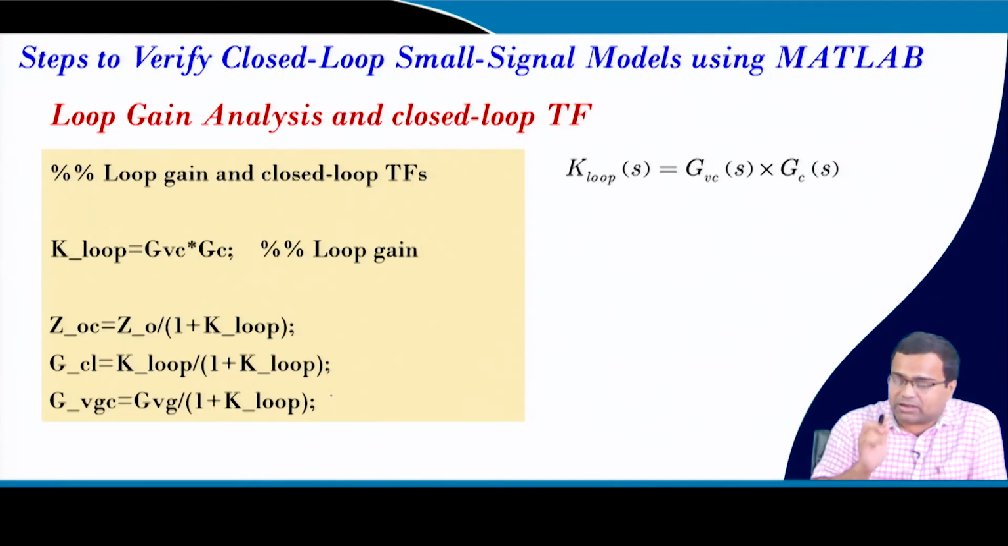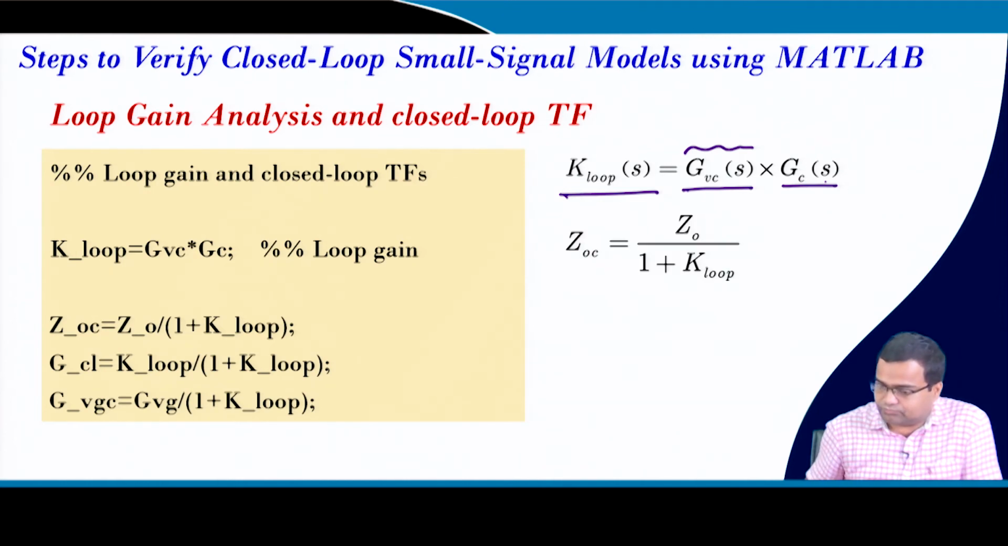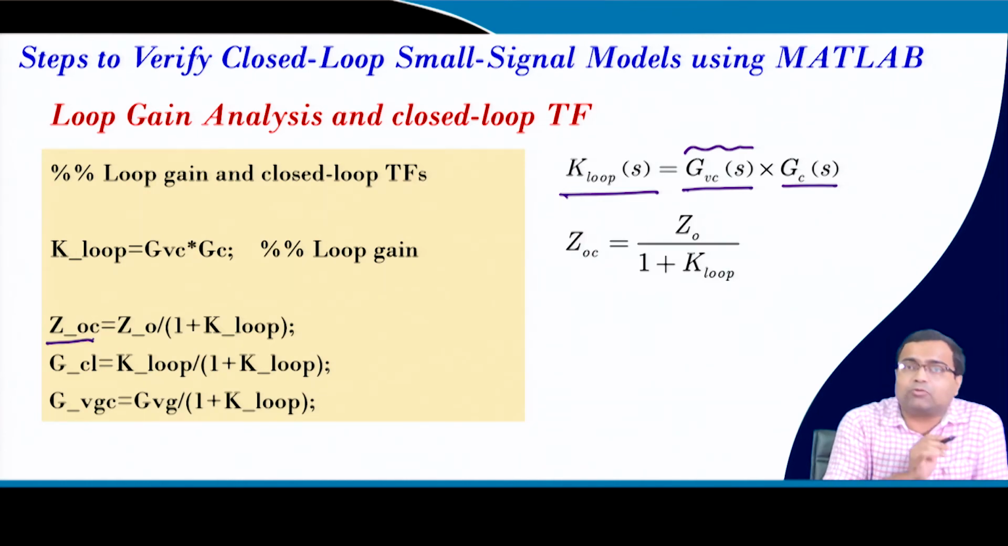Next, what is the loop transfer function? It is the transfer function of the control to output transfer function, which includes the modulator gain into the controller, right? Then what is our closed loop output impedance?